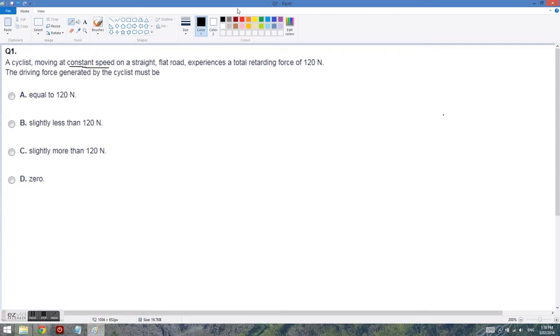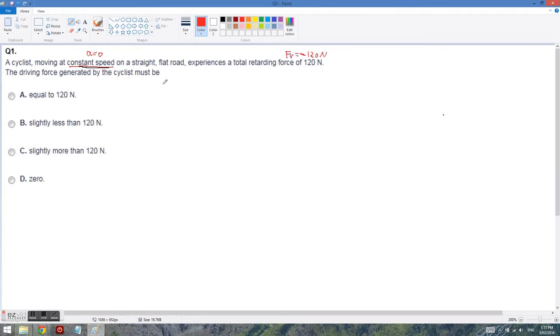Let me use red. Now, what does this mean? When it moves at constant speed, it means the acceleration is 0. On a straight line, flat road, and experience a retarding force. This is another word for friction force. The word is retardation. Retardation is opposite to acceleration. So a friction force of minus 120 newtons.